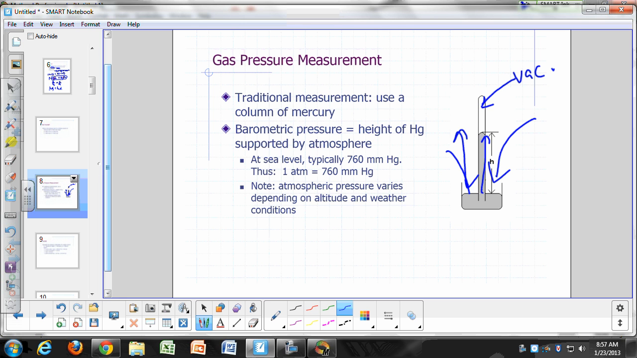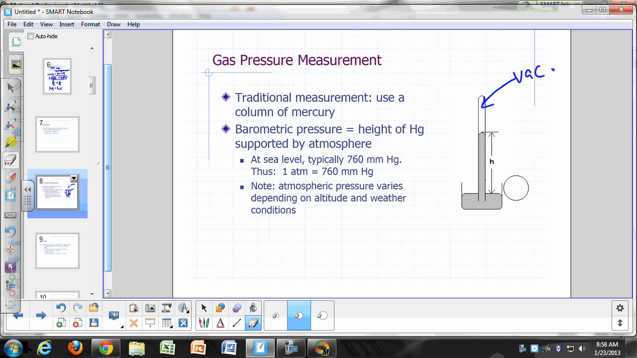Now, the atmosphere, air molecules colliding with that pool of mercury, would exert a pressure that would force the mercury up into that column up to a height of about 76 centimeters. That's why we define 76 centimeters of mercury as one atmosphere. So the height of your mercury column is a way we can measure the pressure due to the atmosphere. The pressure that the air molecules around us are exerting on us is called the barometric pressure or the atmospheric pressure. At sea level, this height is typically 760 millimeters. So that's why we define one atmosphere to be exactly 760 millimeters of mercury.